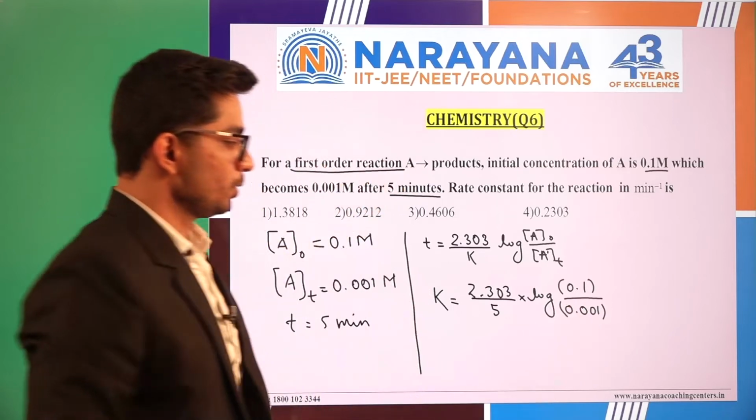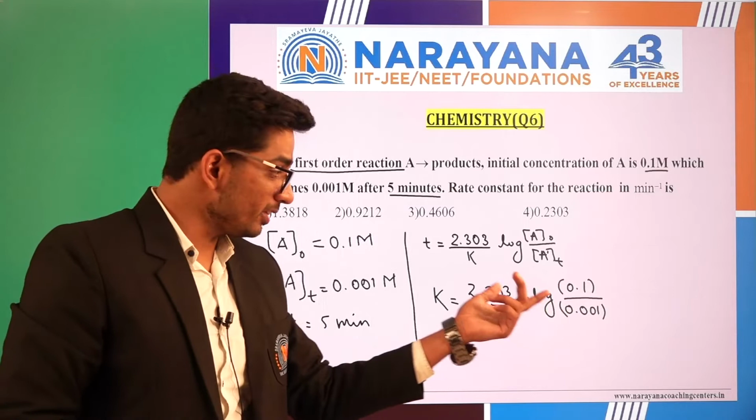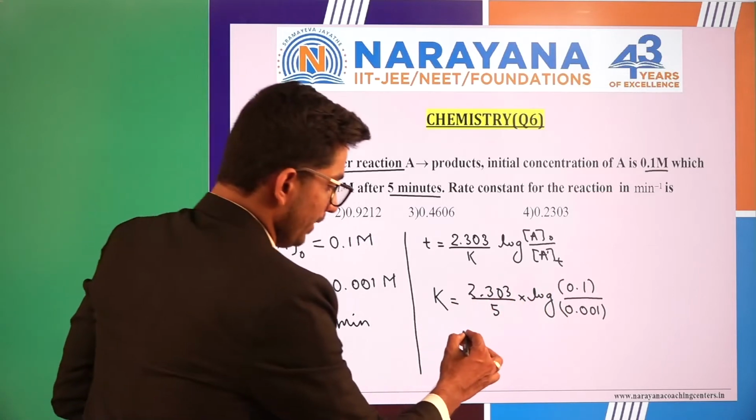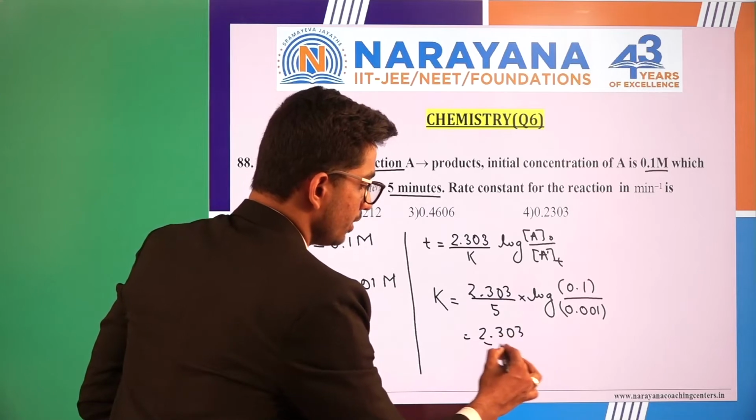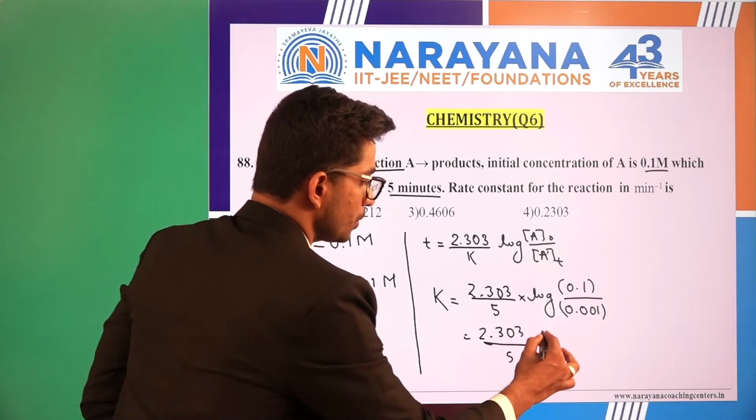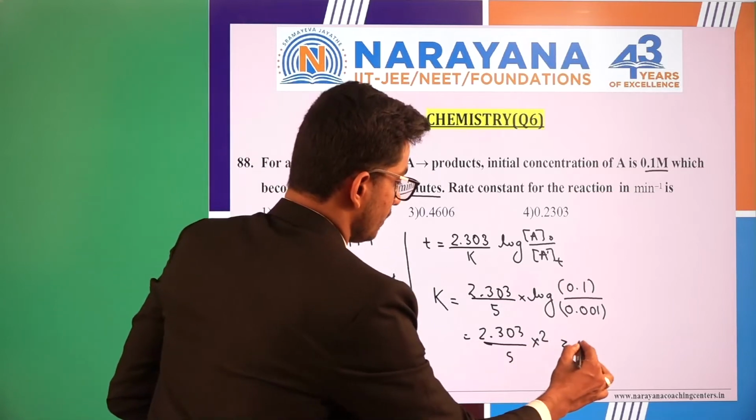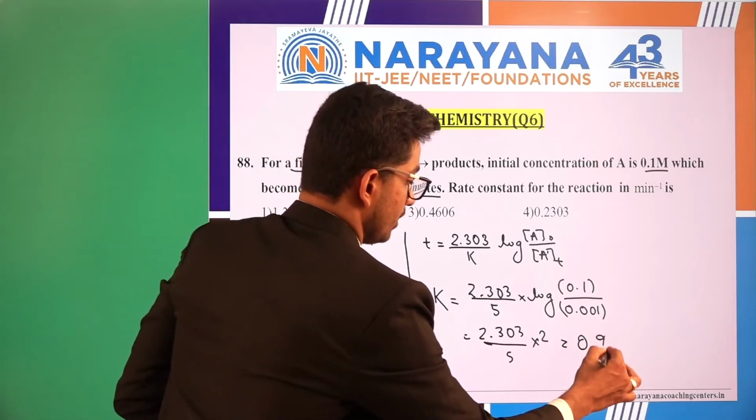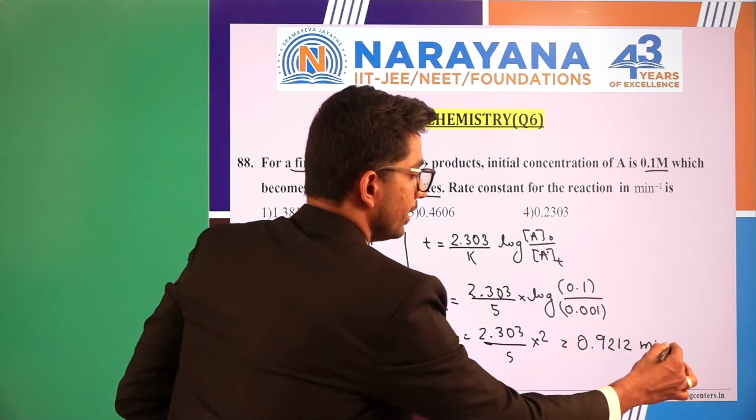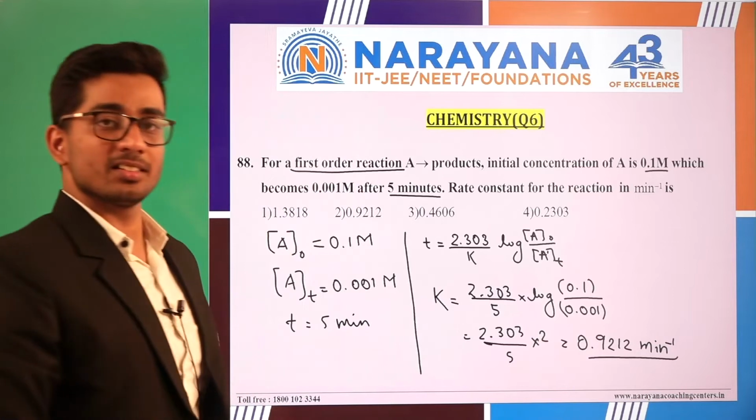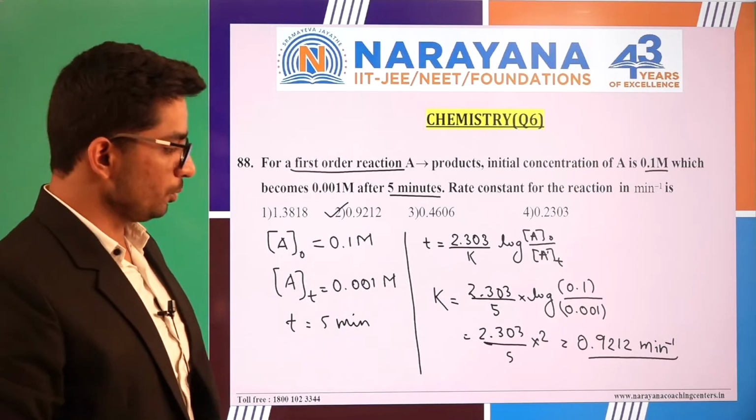So when we solve this, we'll get log of 100. The value for that is 2. So it will be 2.303 upon 5 into 2, and on solving this you will get 0.9212 minute inverse. So that is your answer, and the answer is option number 2. Let's move on to the next part.